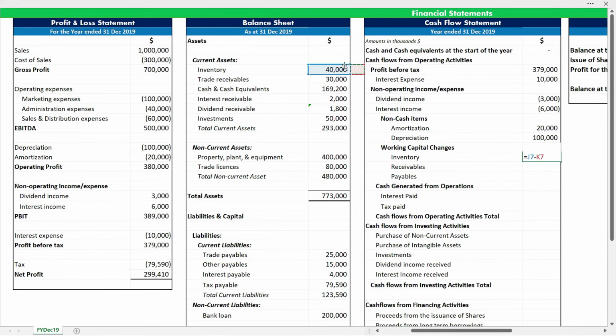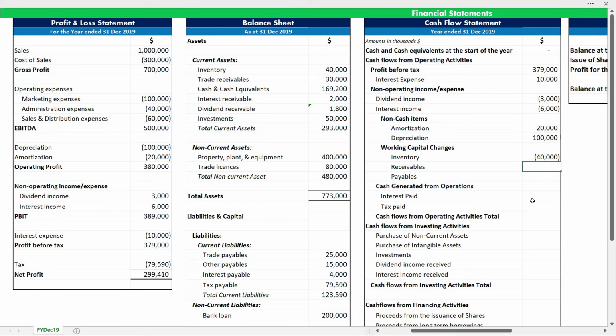So I would say equals this cell minus this cell, and you can see that this is $40,000 here in inventory. But now here is a catch. The increase in inventory, the increase in assets has to be presented as a negative value. So I have to use this Excel plus minus intelligently, and I would say equals this cell and then minus this cell, so that increase becomes negative value, and now you can see that you have minus $40,000.